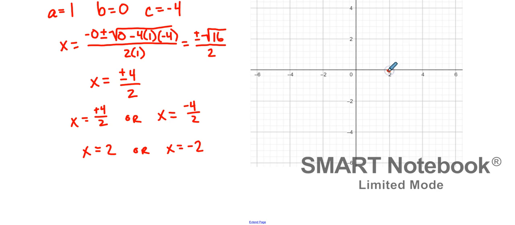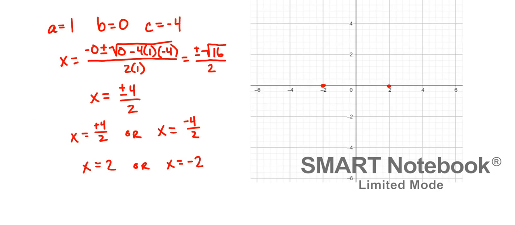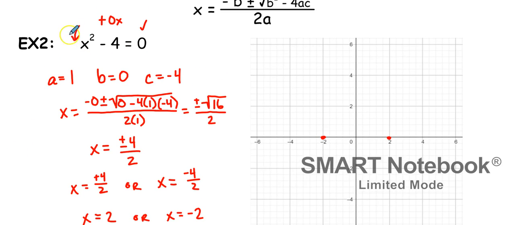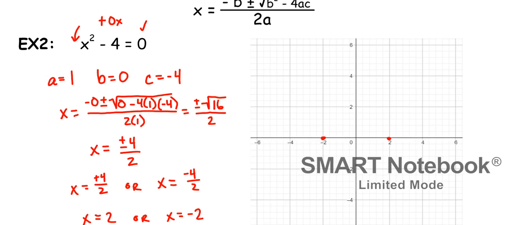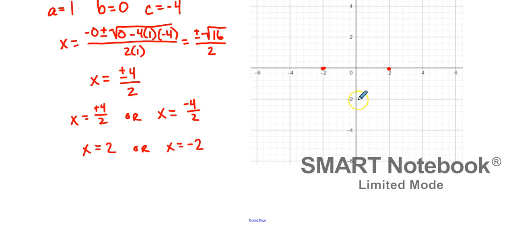If I go over to my graph, there's one. There's the other. That's where it's going to cross over the x-axis. We know, again, that this opens up because our a term is positive. So our quadratic here is going to look something like this. And that's it.